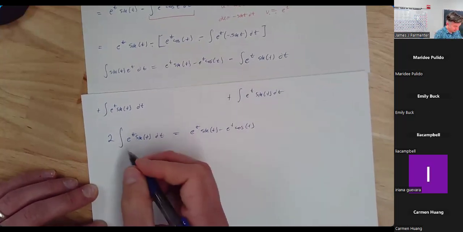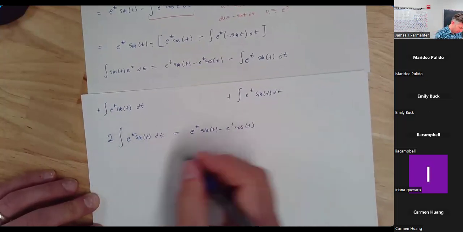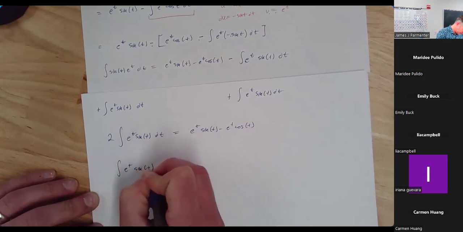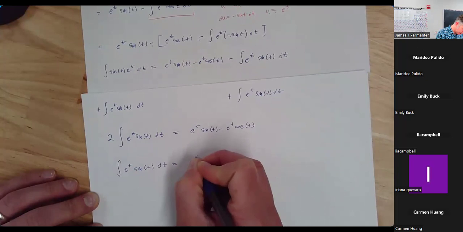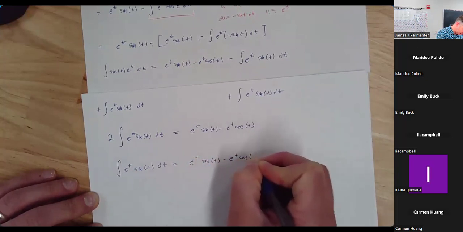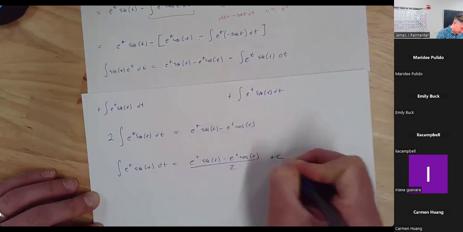And then next we divide both sides by 2 and write that our integral of e to the t sine of t dt is equal to e to the t sine of t minus e to the t cosine of t, divided by 2, plus c.